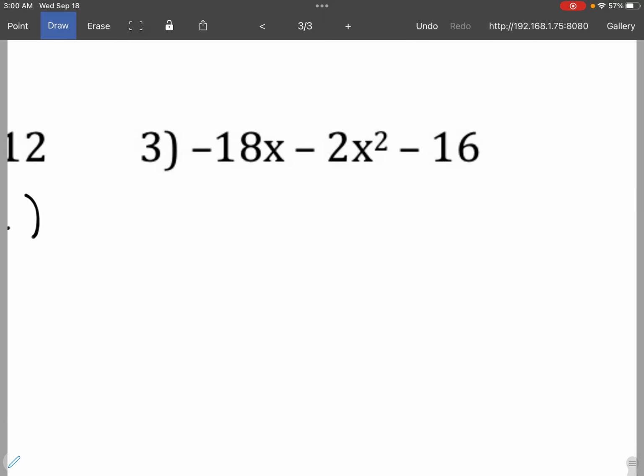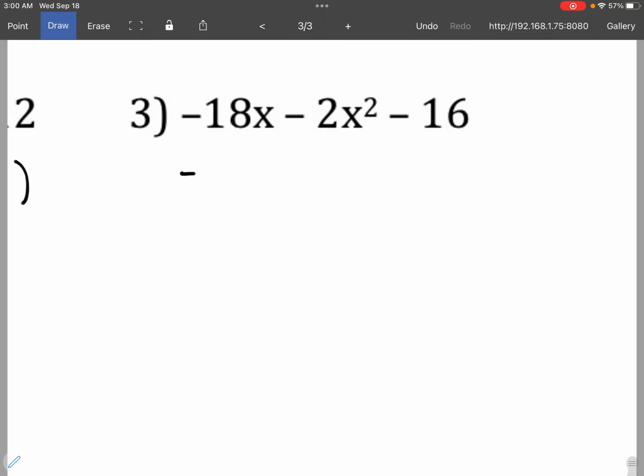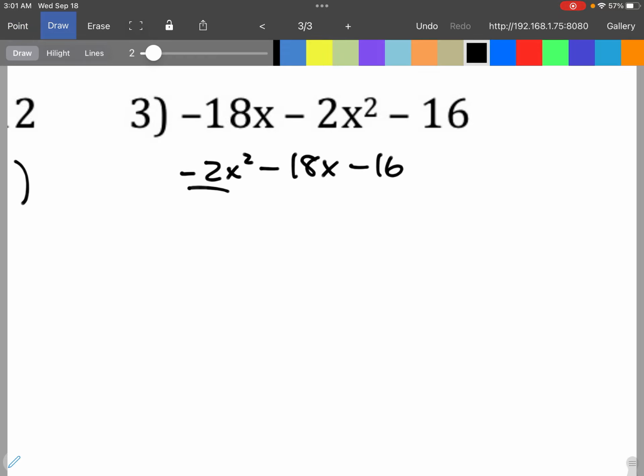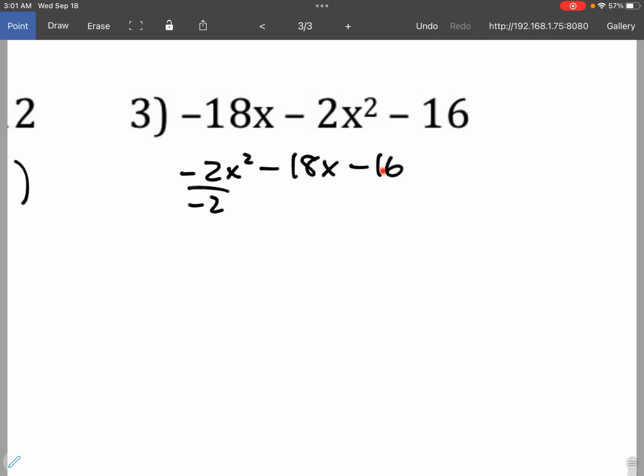This guy right here, number 3, is written out of order. Gotta put it in place. The 2x squared is negative, so negative 2x squared. The 18x is negative, so negative 18x, minus 16. Now, here's what we're going to do. We want this first term right here to be a 1. We always want it to be a 1. So we're going to divide this by negative 2. The question is, can we divide everyone else by negative 2? Yes, we can. That means negative 2 is our GCF.